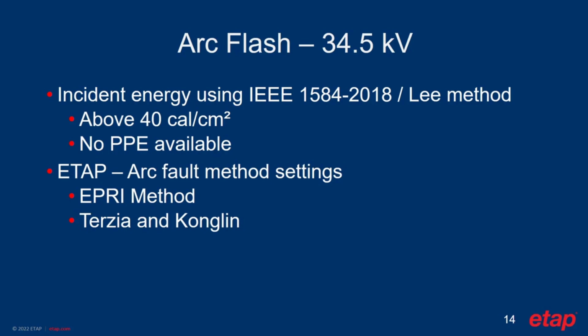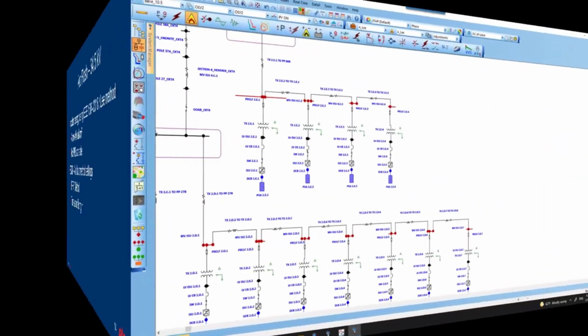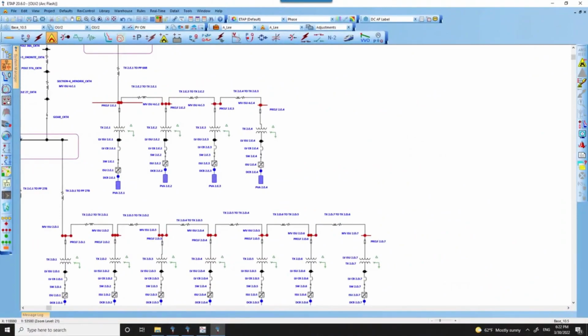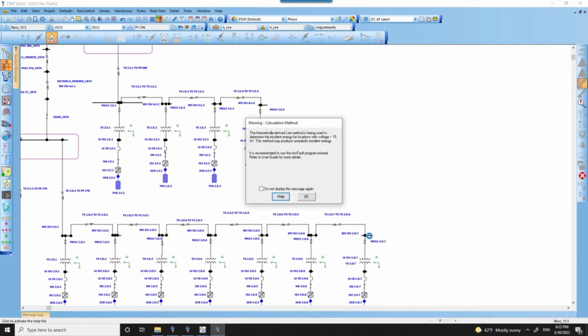So we had the EPRI method suggested for this particular application, and that would give much better improved results that we could actually evaluate for the location we are targeting, which is way above 40 calories per centimeter square. So we identified the worst case Arcflash location from the Arcflash analyzer based on the existing methodology used previously. We found out the Lee method was giving us very high incident energy results for the given settings of the actual Arcflash clearing time.